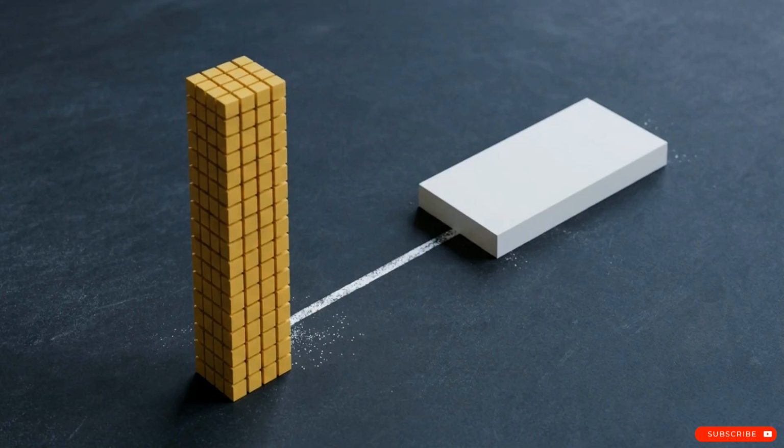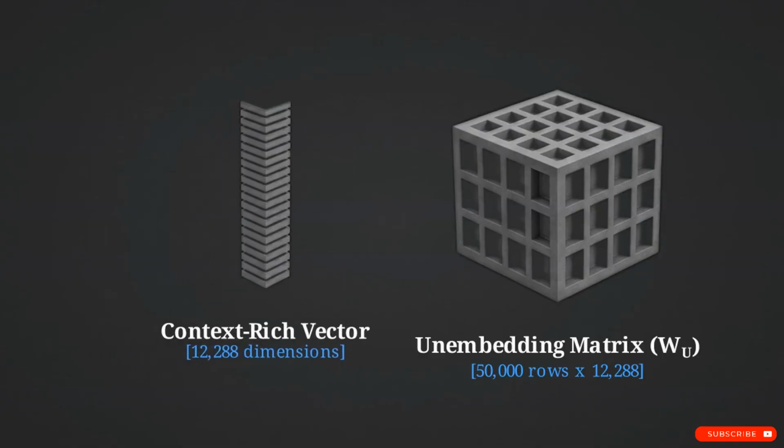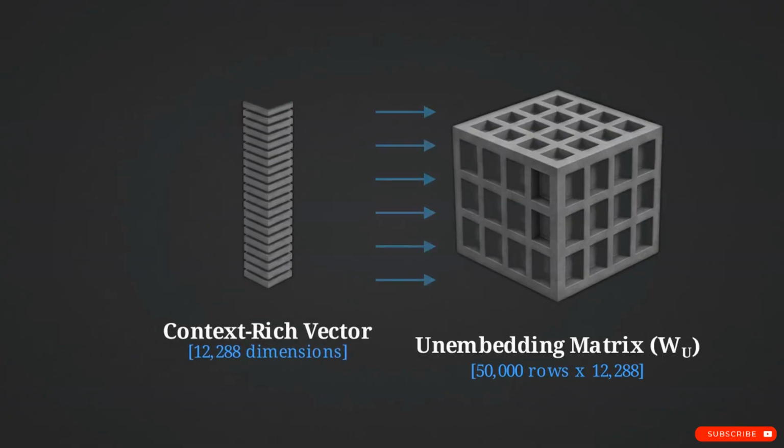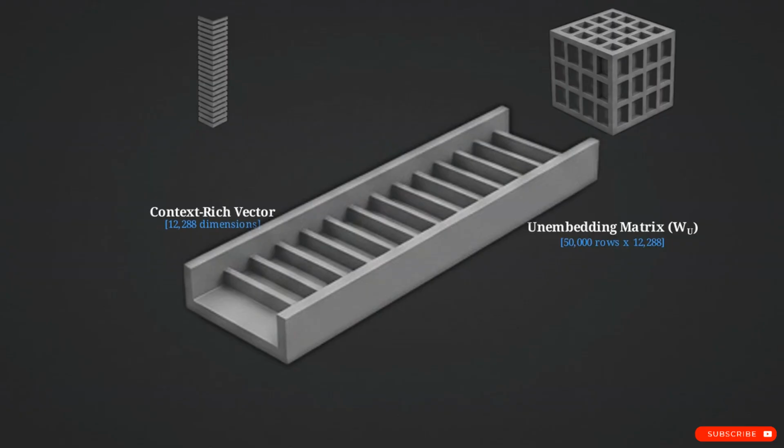Now the system has to translate this single context-rich vector back into text to predict the next word. This introduces the final set of weights, the unembedding matrix. The 12,288 dimensional vector is multiplied against the rows of this new matrix. The output is a single list populated with 50,000 distinct numbers. In machine learning, these 50,000 raw output scores are called logits. Each acts as a score for one possible token.